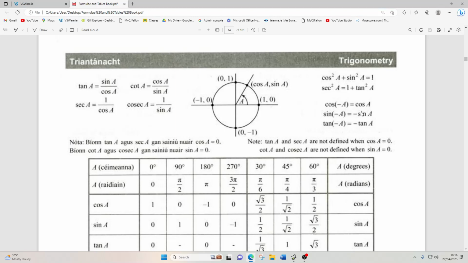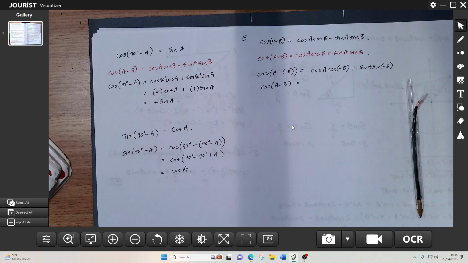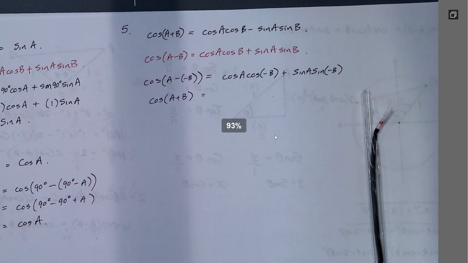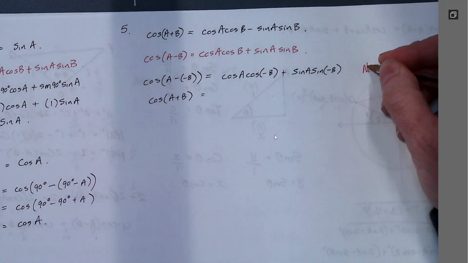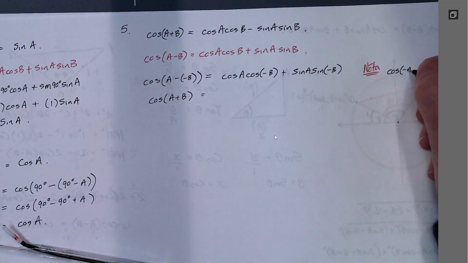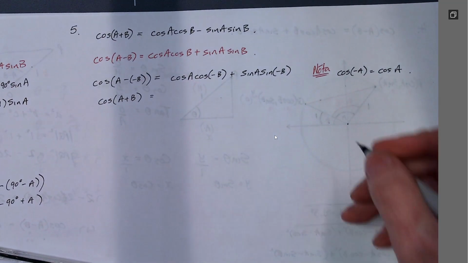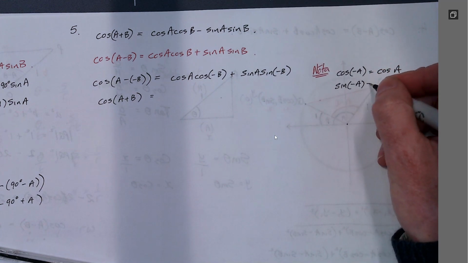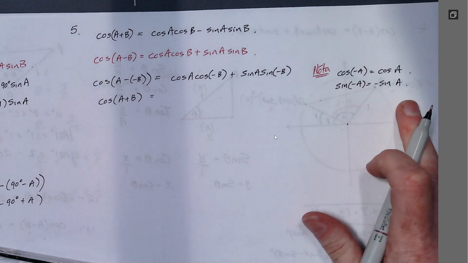So just remember these, note them. Cos of minus A equals cos A. Sin of minus A equals minus sin A. And it's the same for A, B, C. So next we apply this to the formula.